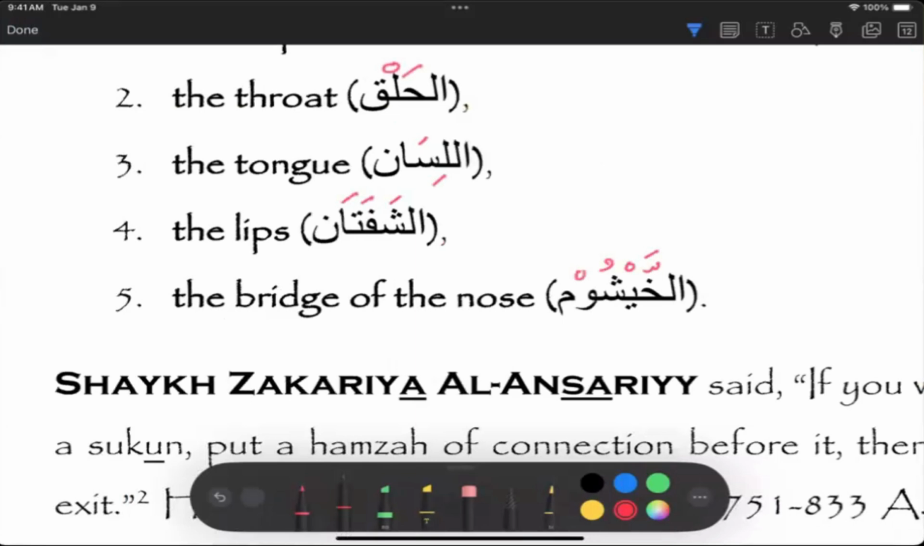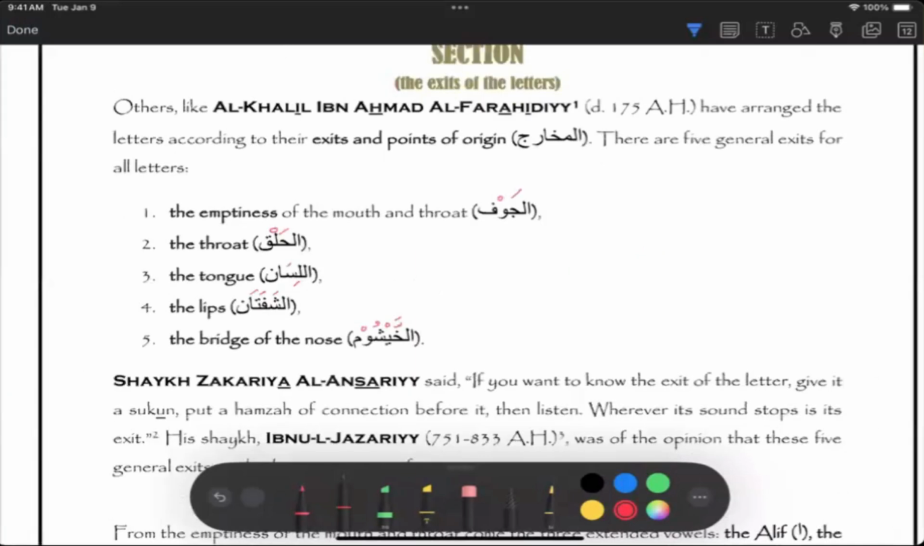Okay. So most of the letters come from where? Come from number 3, the tongue. 6 letters come from the throat. 4 letters come from the lips. Extension letters, yani madd letters, come from the emptiness. And ghunna comes from the bridge of the nose. Ghunna, which is not a letter actually, is an attribute of letters, of noon and meem.